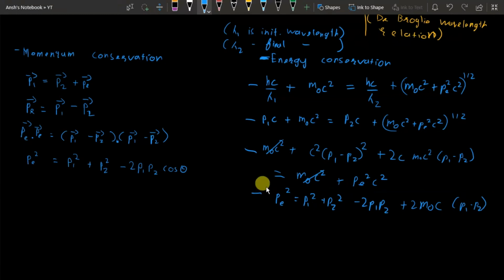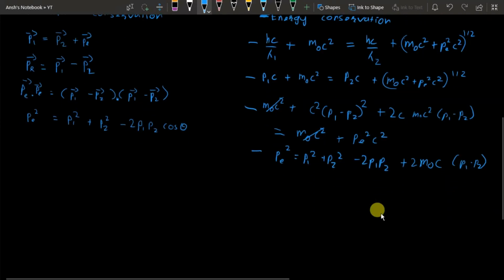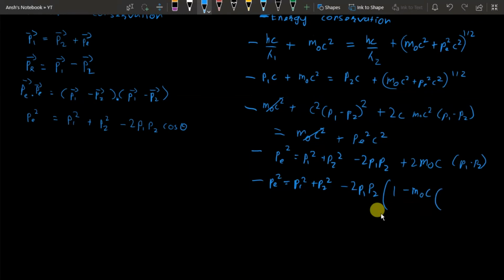We have a pe square, we have a p1 square, we have a p2 square, we also have 2 p1 p2, but we also have a fourth term. So instead what we'll do is we'll take out 2 p1 p2 common from the third and the fourth term. So let's do that. When we take out 2 p1 p2 common, what we will be left with, inside the bracket, is 1 minus m naught c times (1 over p2 minus 1 over p1).